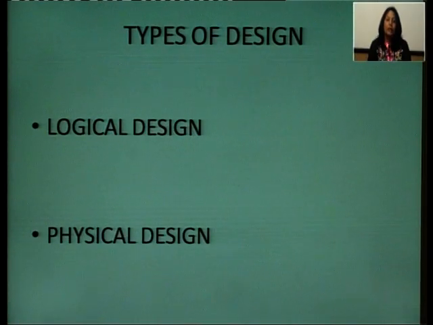So there are two types of design: the first is logical design and the second is physical design. As we know, the third phase of the system development life cycle is how to design. So logical design is converted finally into physical design.